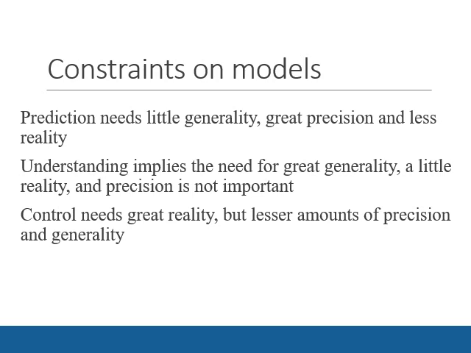For really good understanding, it implies that we need good generality, meaning that if we want to know what is going on across the landscape, we need to have the parameters set across a large landscape. But in doing this, we tend to have less reality and the precision is less strong. Conversely, if we want more control, we want greater reality because we want to know the parameters that are going into the model, but we are less concerned with the precision and generality of these equations.